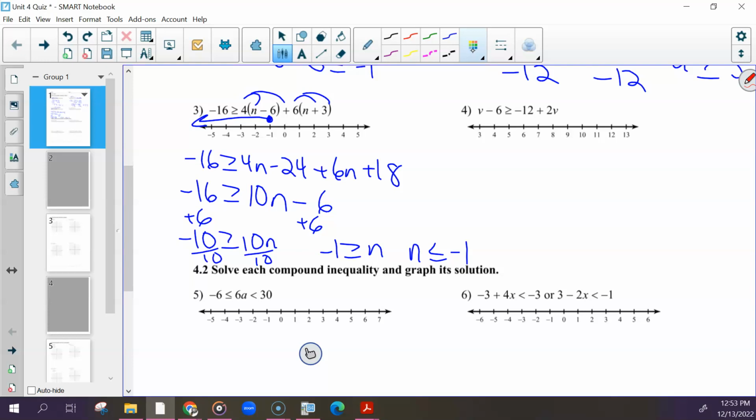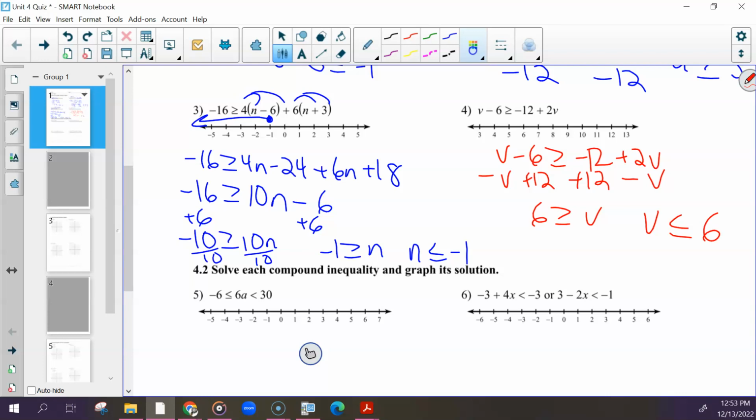And then number 4, you had variables and constants on both sides. So you needed to move one of the variables to the other side and one of the constants to the other side. A lot of you moved this v over by subtracting and added 12, to get 6 is greater than or equal to v, or v is less than or equal to 6. So that would be closed to the left.